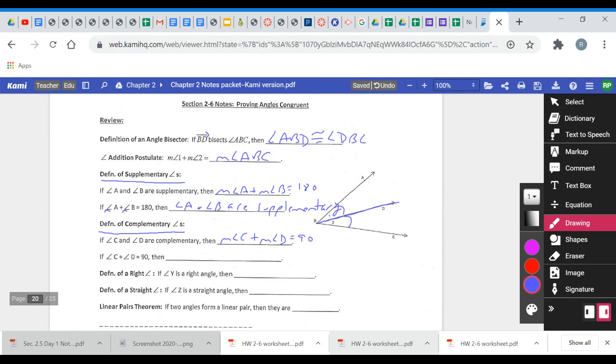And again, we should have little m's in front here. If the measure of angle C plus the measure of angle D equals 90, then what I know from that is that angle C and angle D must be complementary.